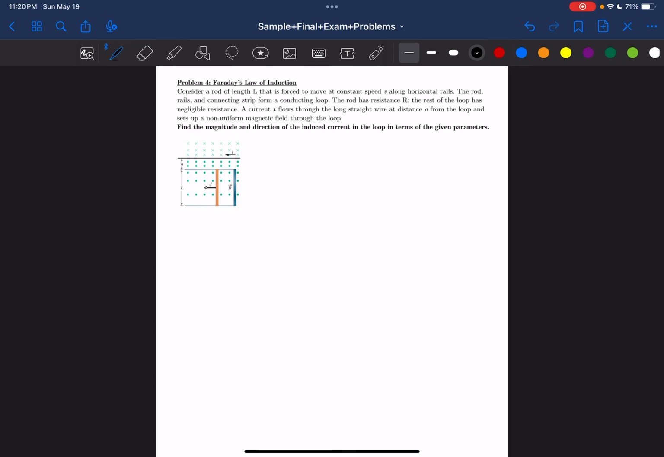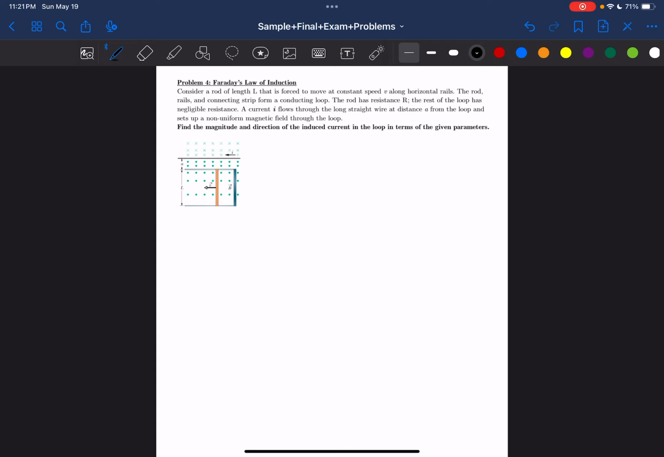A current I flows through the long straight wire at distance A from the loop and sets up a non-uniform magnetic field through the loop. Now the question is asking, mainly, to find the magnitude and direction of the induced current in the loop in terms of given parameters. Now, how do we start this?